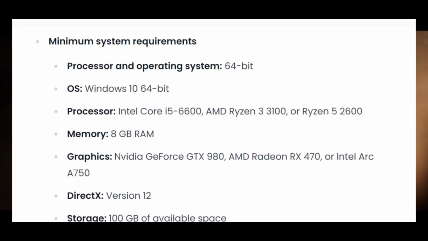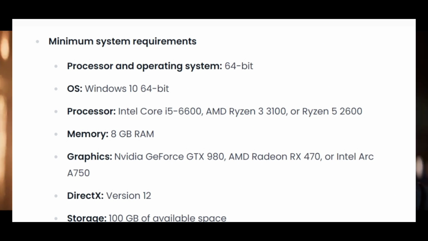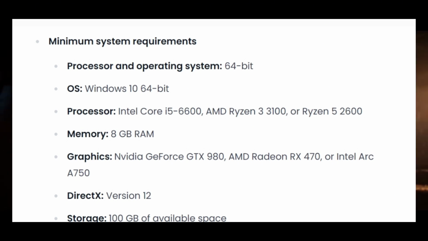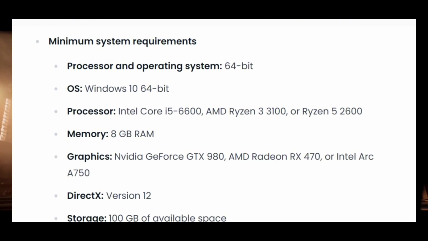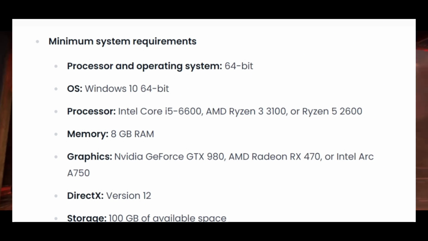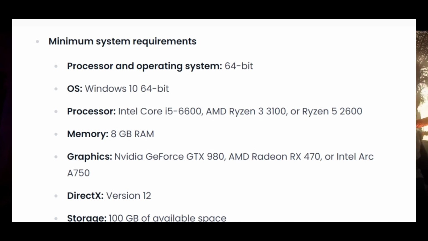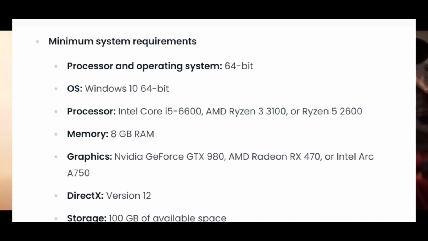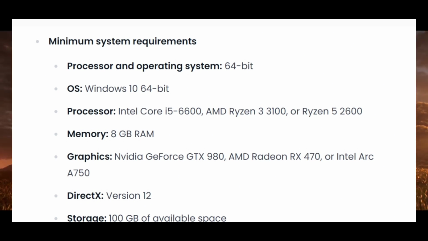And for the minimum system requirements, we have the processor and operating system, which is 64-bit, OS Windows 10 64-bit, processor is Intel Core i5 6600, AMD Ryzen 7 3100 or Ryzen 5 2600, and for the memory is 8 GB RAM, and for the graphics, we have the NVIDIA GeForce GTX 980, AMD Radeon RX 470 or Intel Arc A750 for DirectX version 12, and storage should have 100 gigabytes of free space on your PC.